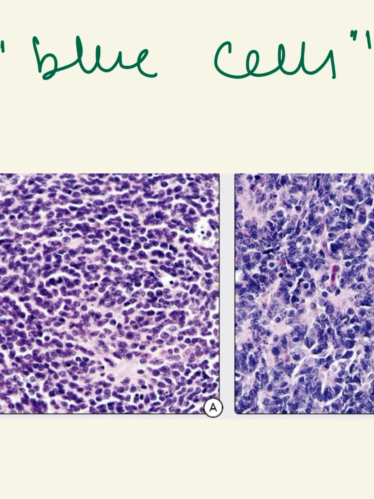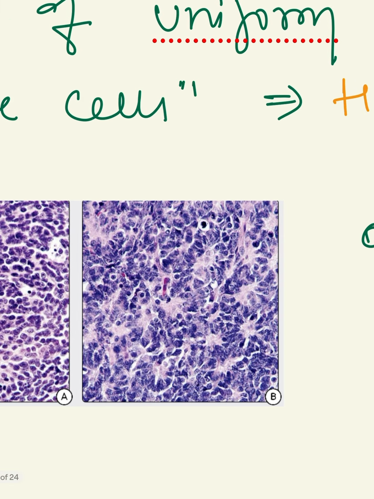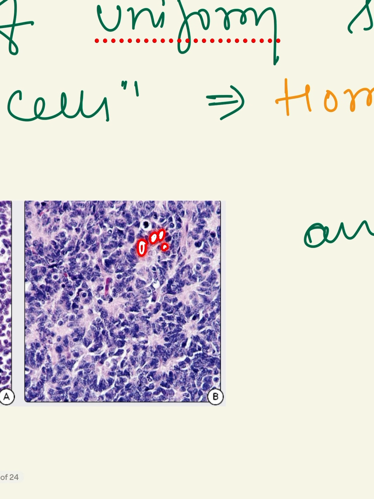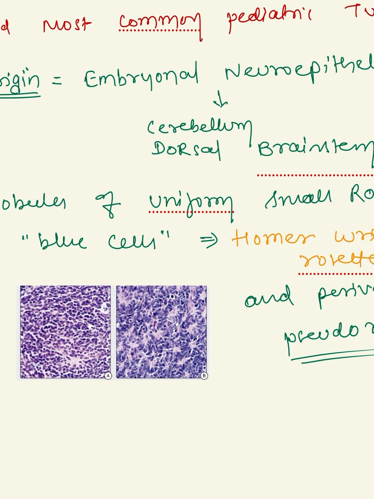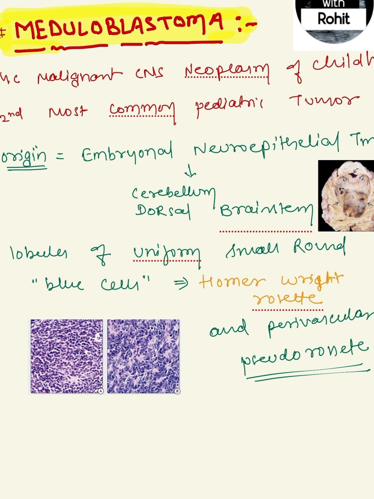Here we can appreciate that small round blue cells are uniformly arranged like a sheet, and here we can see that round to oval blue cells are arranged like a Homer Wright rosette appearance. They are perivascular pseudo-rosettes.